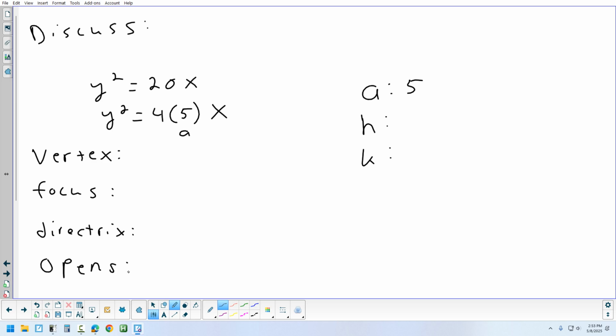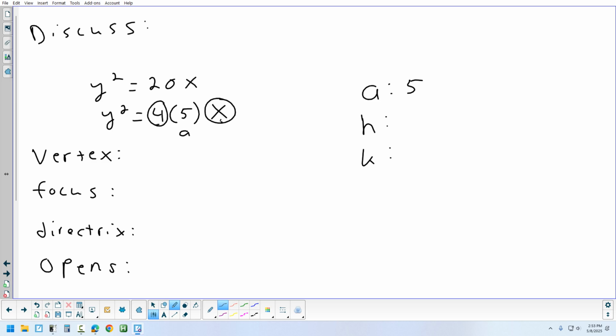Which way is this parabola going to open? We have a positive 4, that tells us one thing, and we have a letter x right there. That tells us another thing. If this was a y and that was a 4, it would open up. But this is an x and that's a 4. So it's opening right. The x tells you that it's opening left or right, and the 4 tells you that it's opening right because that's the positive direction.